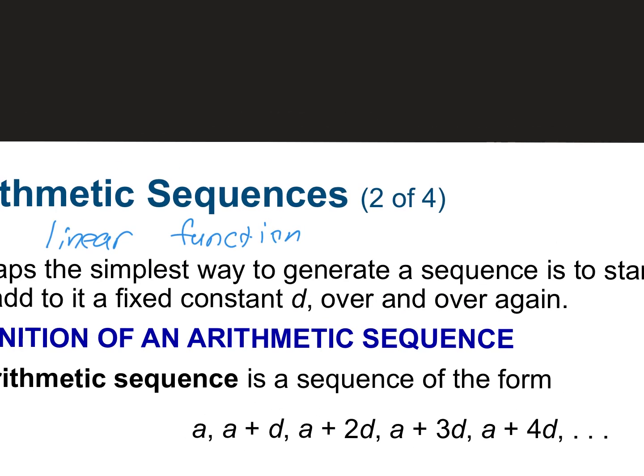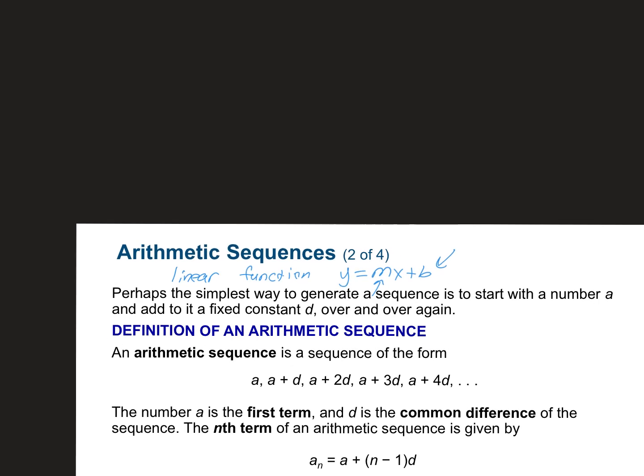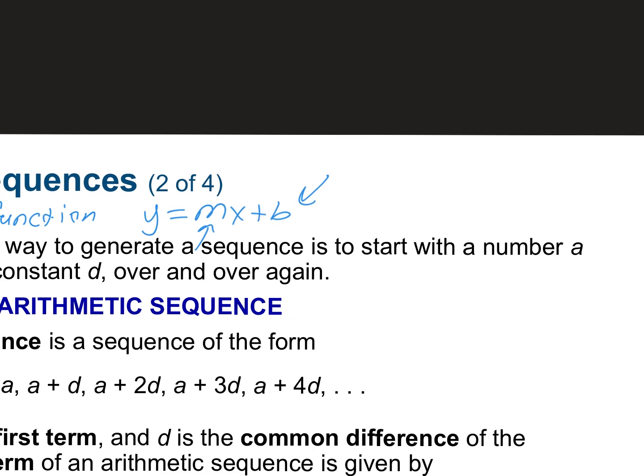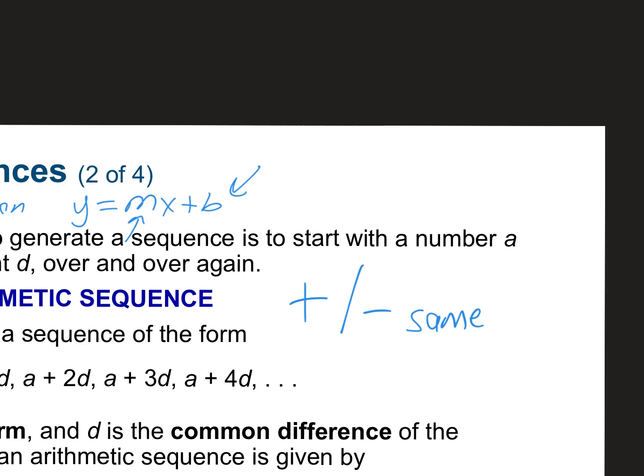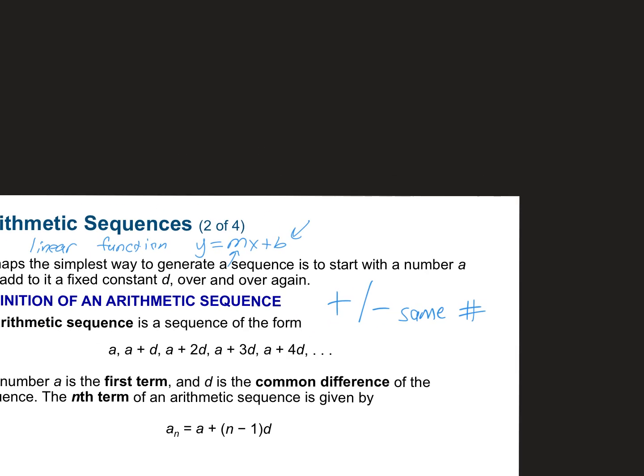We think about our linear function, it makes a line when it's graphed. It's y equals mx plus b, where b is your y-intercept and m is your slope. So in an arithmetic sequence, we're going to find those two things. We're going to find the intercept and the slope. We're just going to call them different things. So with an arithmetic sequence, you are going to add or subtract the same number every time to get to the next. This is going to be adding or subtracting to get from one number to the next.